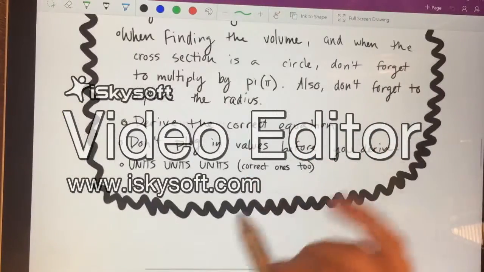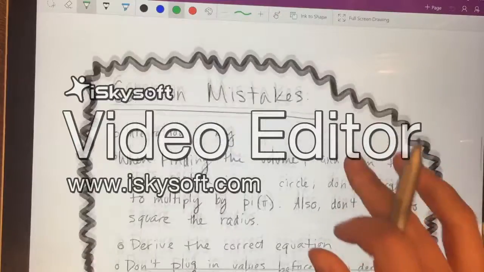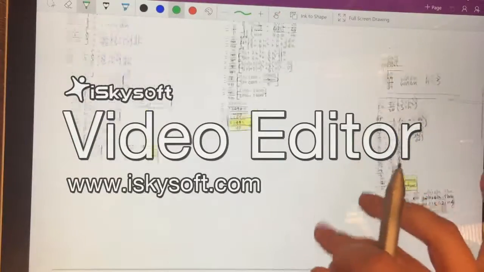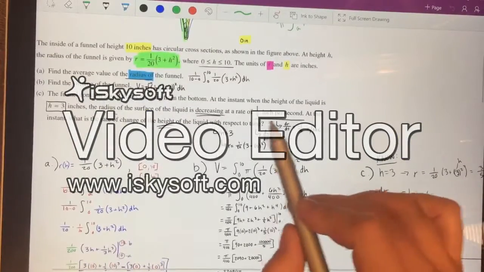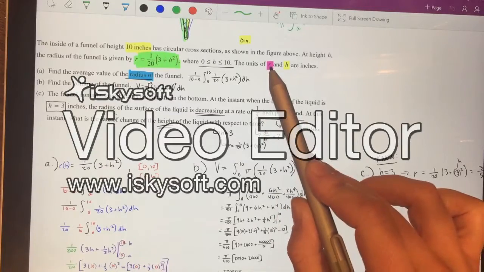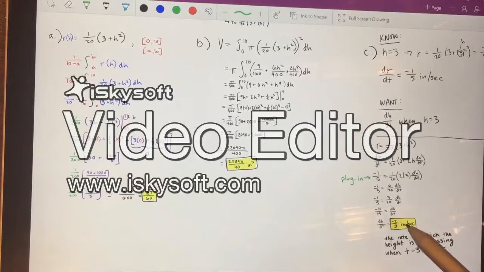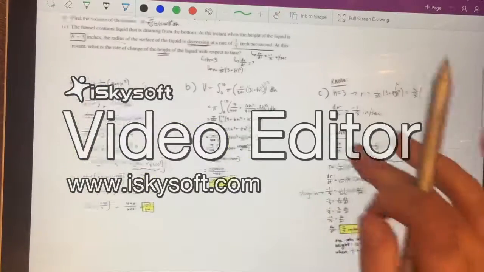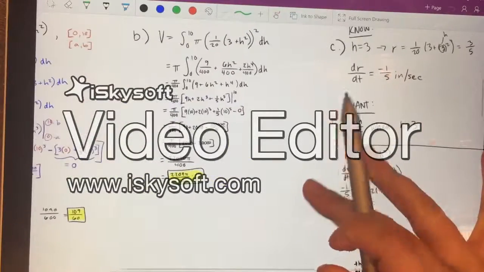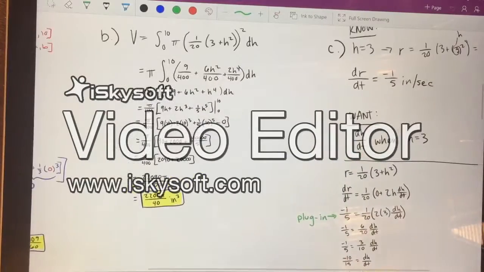And finally, remember units. If your problem has given you units like this problem has with r and h in inches, or if it's solving for the volume or the area, make sure you use units, because you need units.